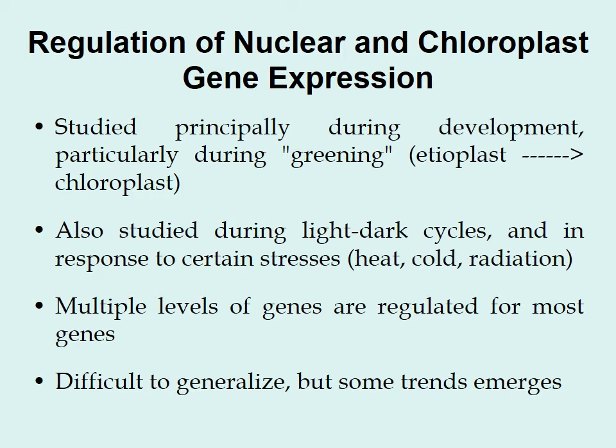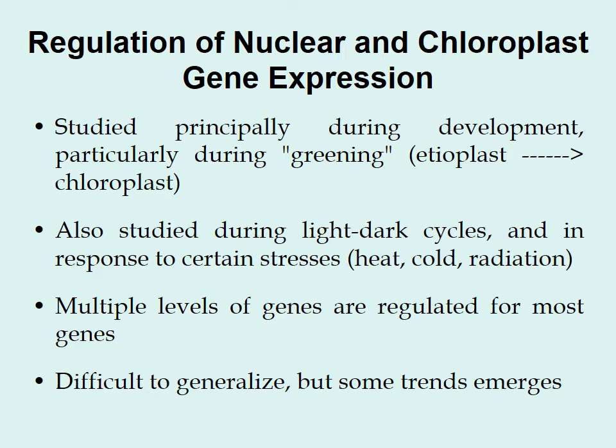Whereas the small subunit genes of RuBPCase are located in the genome found in the nucleus, and their messenger RNA synthesis takes place in the nucleus, which is then transported to the cytoplasm. So this requires regulation. The regulation of nuclear and chloroplastic gene expression is principally studied during development, particularly when we are seeing greening and degreening.